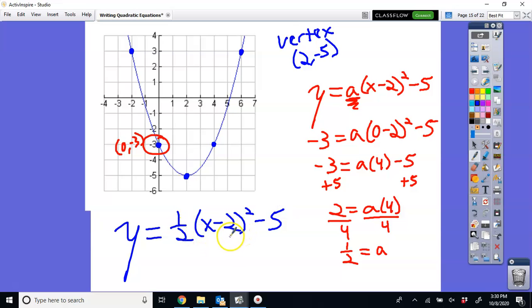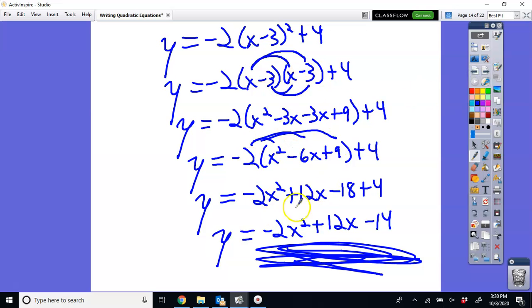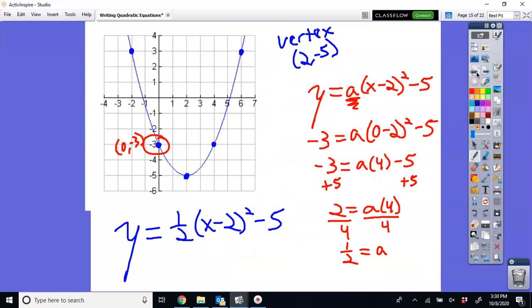Then I have x minus 2 squared minus 5. And you could do this multiplication thing again if you needed standard form. But if I don't ask you for standard form, you don't have to get it. This is still a quadratic. You just wrote a quadratic.